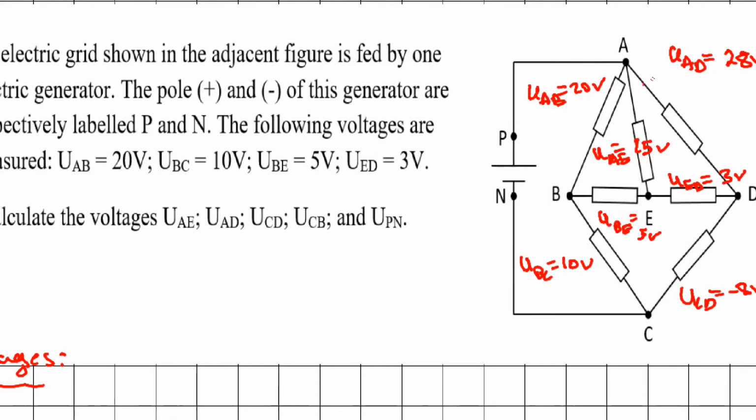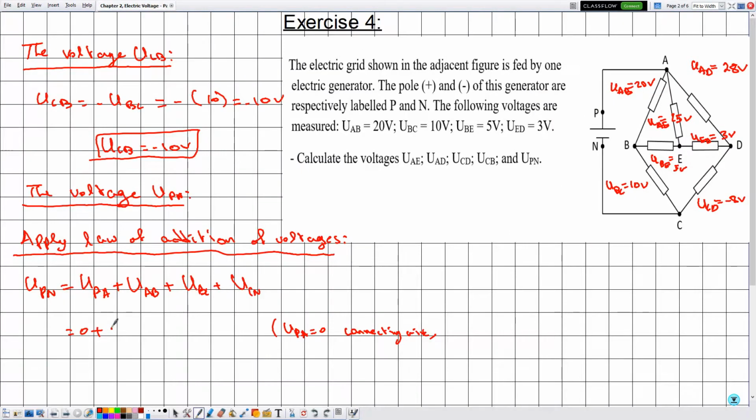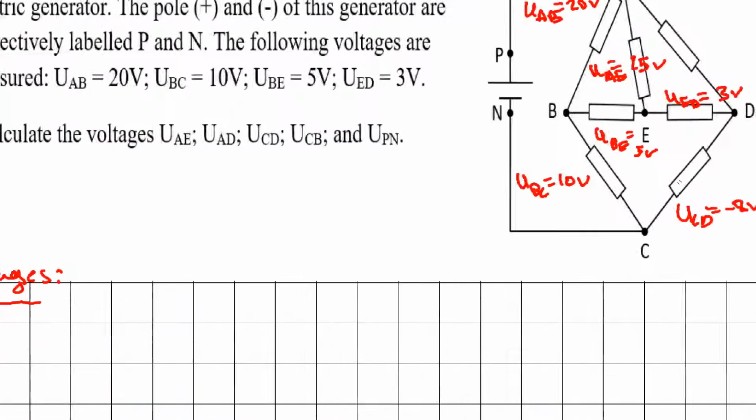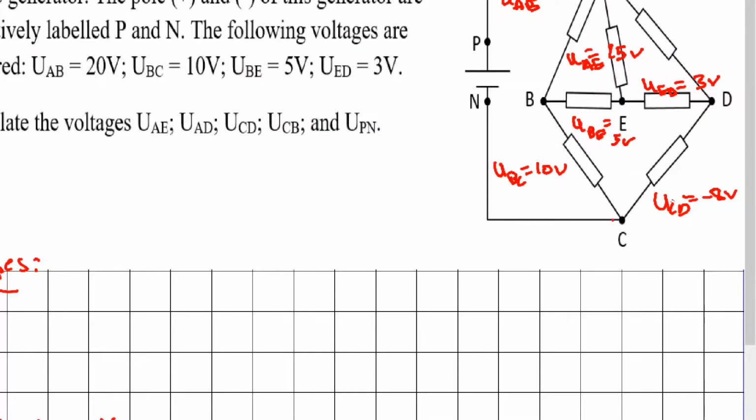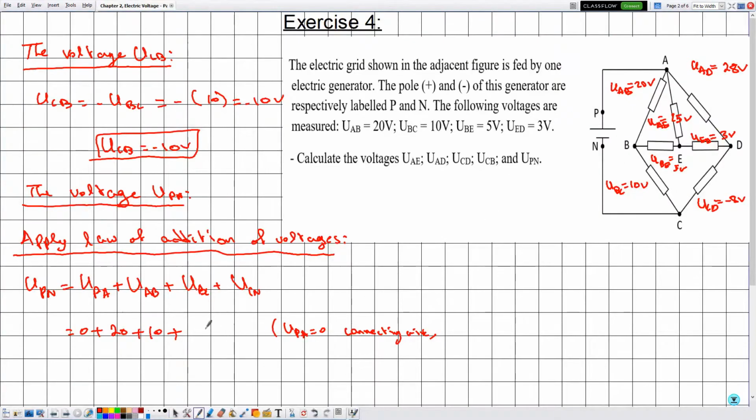Now UAB is given by 20. As for UBC, it's given by 10. And the value of UCN across C, and then we have a connecting wire, and we know that the potential difference or the voltage across a connecting wire is 0. So here let me justify, because we didn't justify this previously, that UCN is equal to 0, and the reason is given by a connecting wire.